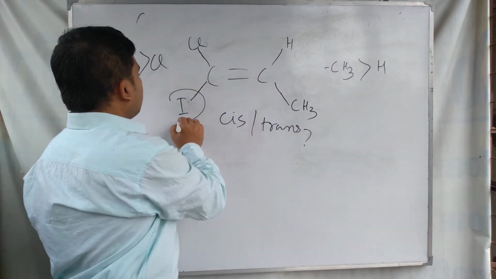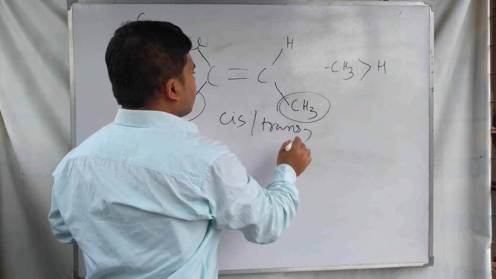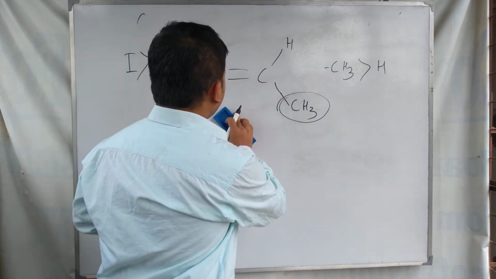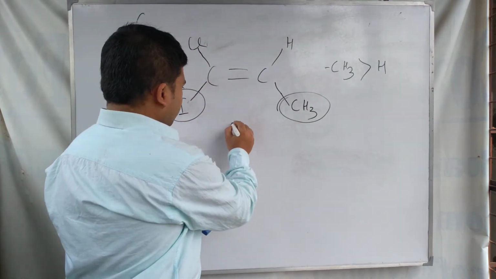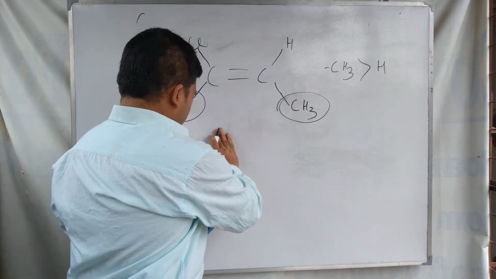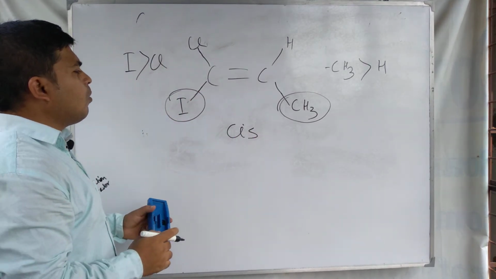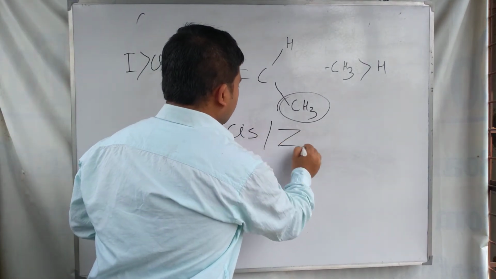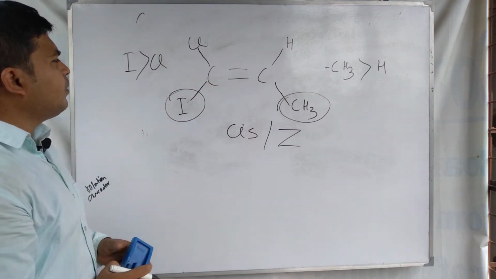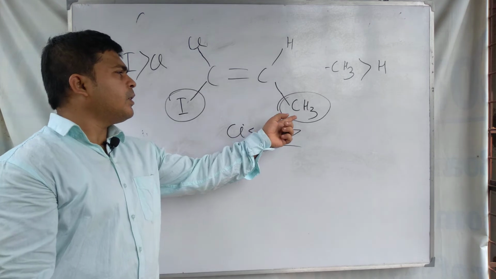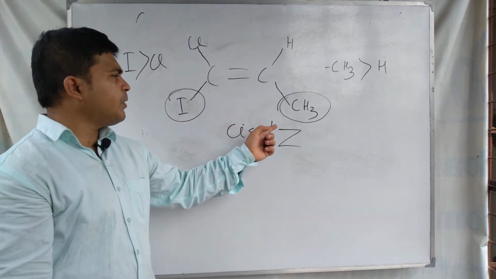So the higher priority groups are on the same side. When higher priority groups are on the same side, we call the geometrical isomer the cis isomer, or you can use the term Z. Z means the same side relationship, the higher priority groups are present on the same side.